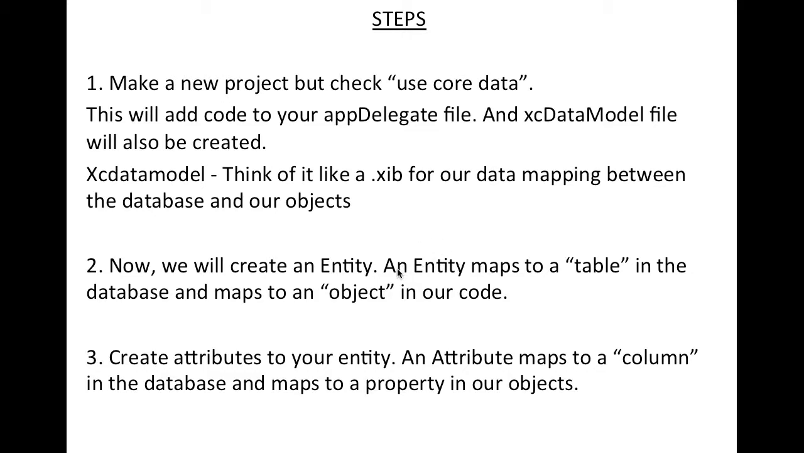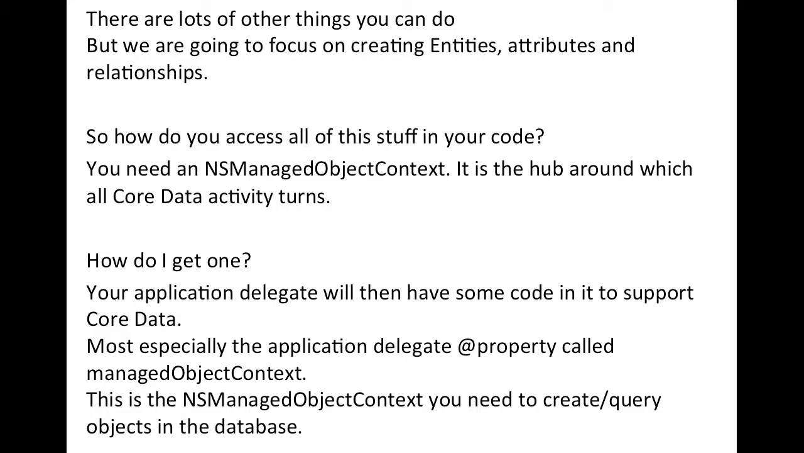An entity maps to a table in the database and maps to an object in the code. So in your code you're making objects, and in the database there are tables. So the entity maps the table to an object, and then we created attributes. An attribute maps to a column in the table and maps to a property in the object. There are a lot of things like entities, attributes, relationships, but we're going to focus just on these.